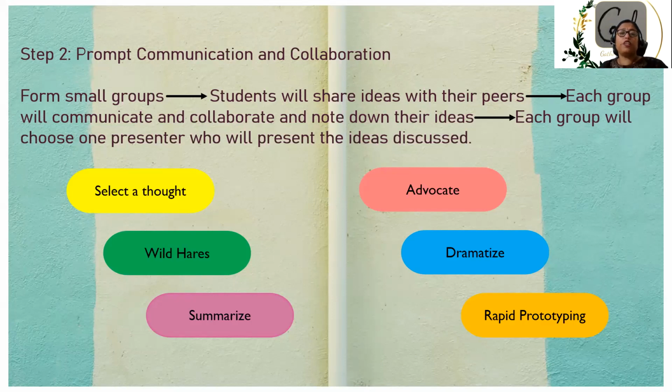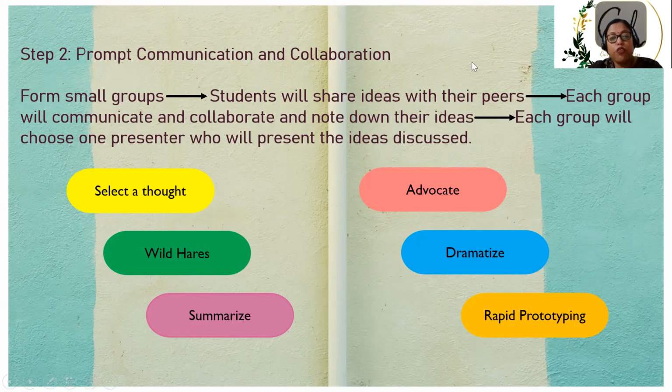And then each group will choose one presenter, and that presenter will present the ideas which have been discussed in the group. So again, here you can give them 10 minutes, and you can always keep the last 5 minutes for presentation. Or that day they can only discuss their ideas, and later on they can present their ideas.